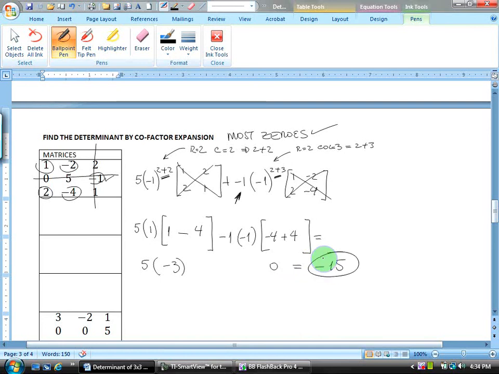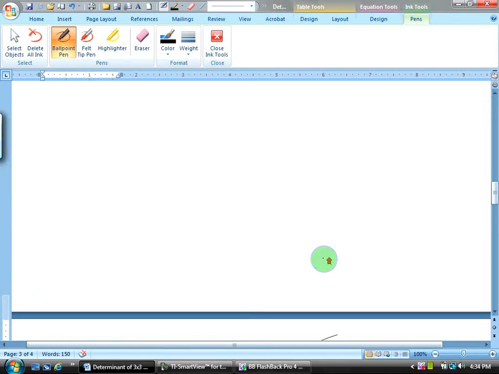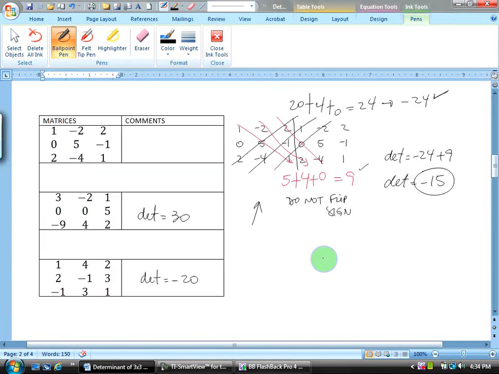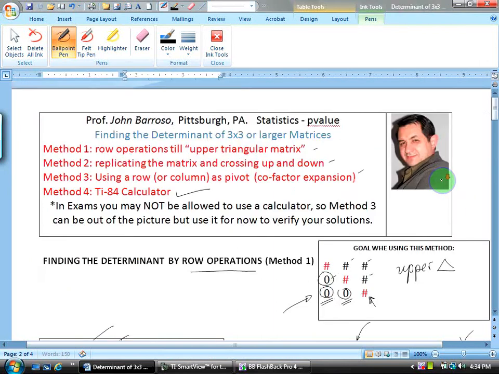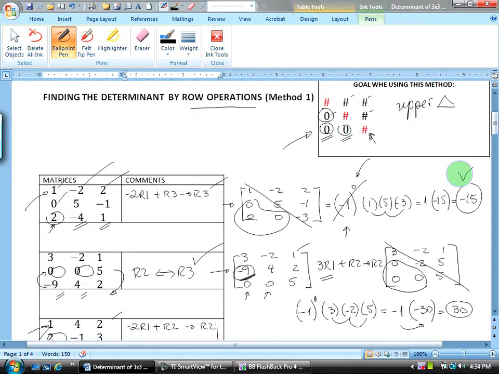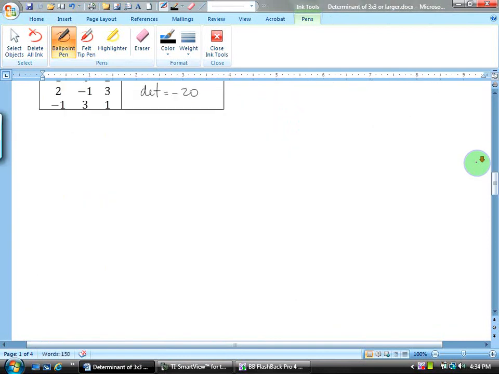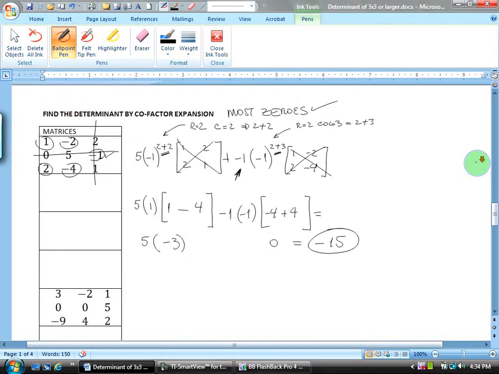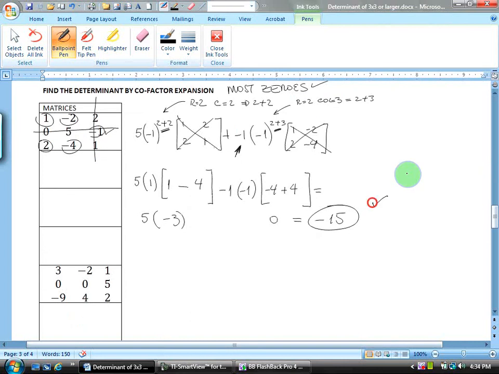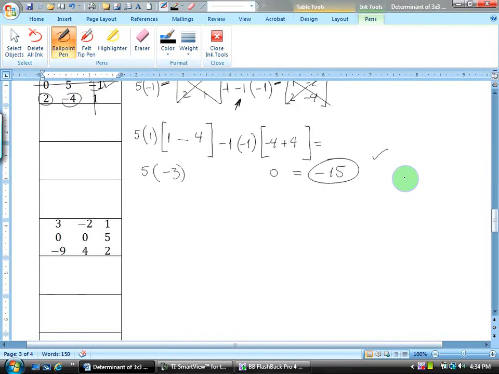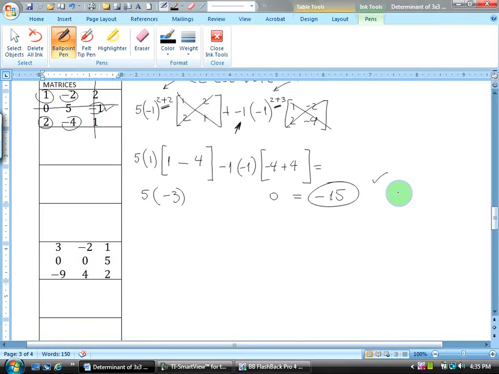And by the way, this is matrix A, okay? We just found it's minus 15 on the second method, and we also found minus 15 on the first method. So now we used all three methods, and we found minus 15. So all three methods are finding the same determinant. They are all correct. Now, here, let's see what we're going to do on this one, on matrix B.